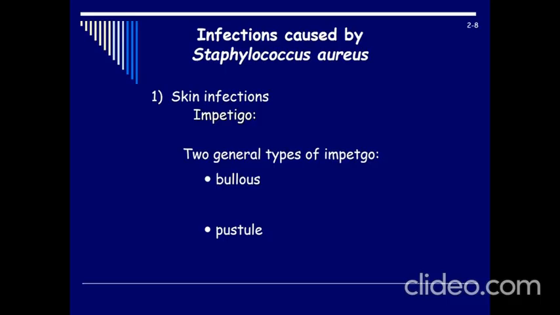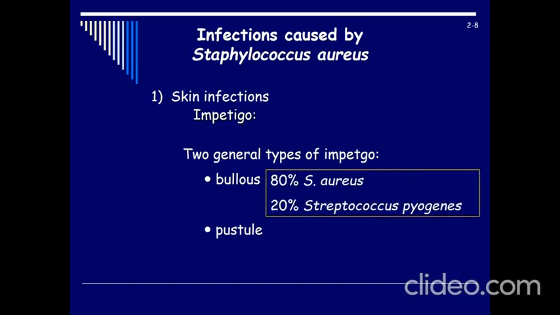Now, I mentioned that bullous impetigo is caused by Staphylococcus aureus. Mostly. It is, most of the time, 80% of the time, caused by Staphylococcus aureus. 20% of the time, it's going to be caused by Streptococcus pyogenes. So, bullous impetigo, 80% of the time, is caused by Staph aureus. 20% of the time, it will be Streptococcus pyogenes.